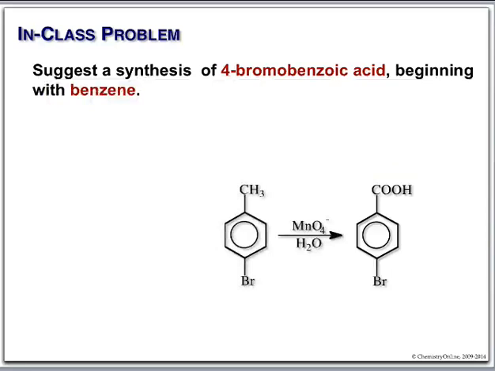So if we had 4-bromotoluene, and we oxidize with permanganate, we would get 4-bromobenzoic acid. Now remember, we're starting with benzene. So we're going to have to make, next, 4-bromotoluene. How are we going to do that? Well, we could actually do this two ways, couldn't we?